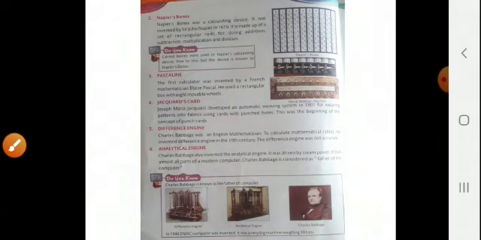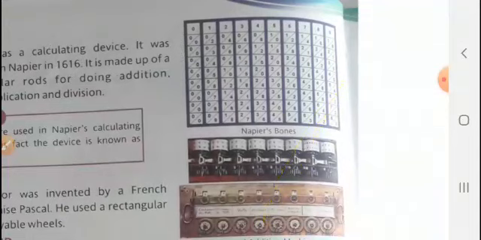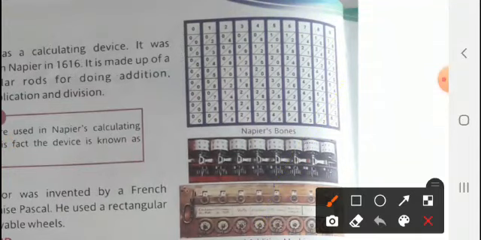Now you can turn your page to page number 6. Now Napier's bones. Here you can see the picture, it will be more clear for you. This was a calculating device. It was invented by Sir John Napier in 1616. It is made up of a set of rectangular rods for doing addition, subtraction, multiplication and division. All the 4 activities we can do here. In abacus only addition and subtraction were possible, and here we can do all the 4 mathematical operations.